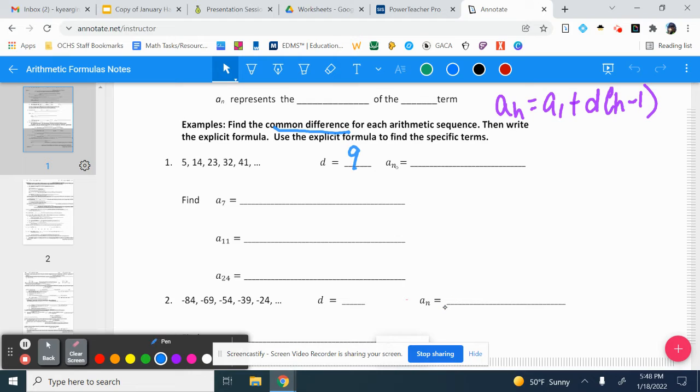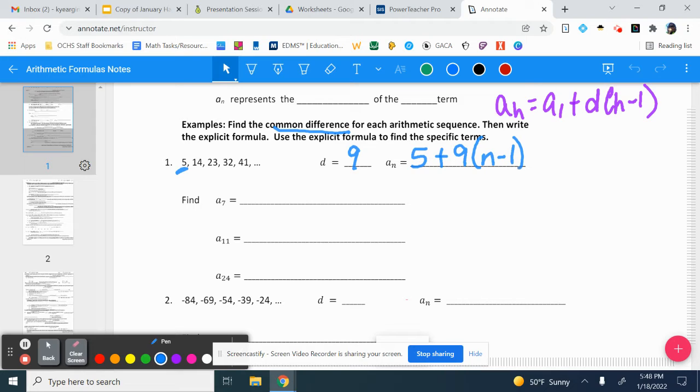If it's asking me for the nth term, then I'm going to leave a sub n in the problem. My first term in my sequence is 5. We just found the common difference to be 9. Because I left n in the problem, I'm going to leave n, and then it's always minus 1 because I'm already using my first term.